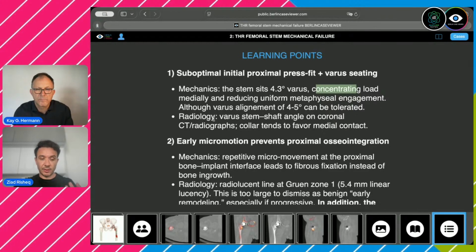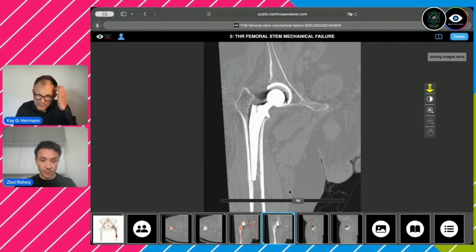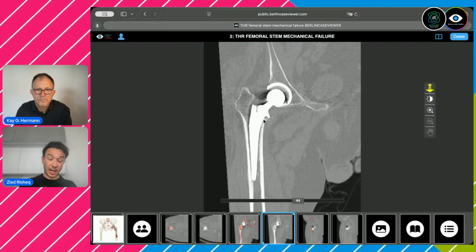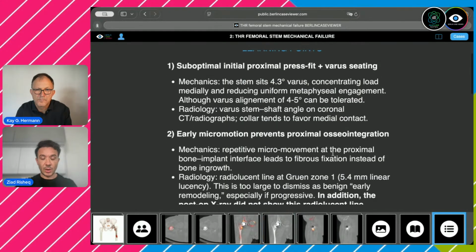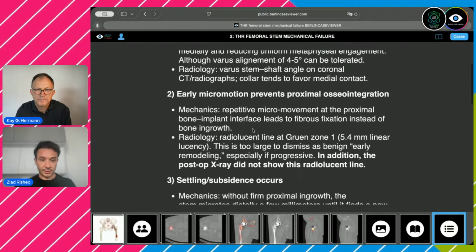And radiologically, what we see on CT is varus stem positioning, as we saw on the CT part and on the coronal images. And the collar tends to favor medial contact. So this is varus positioning, and this is medial contact over here. So we have stress bone remodeling, abnormal stress bone remodeling over this region. So what happens next? Early micromotion prevents proximal osseointegration.